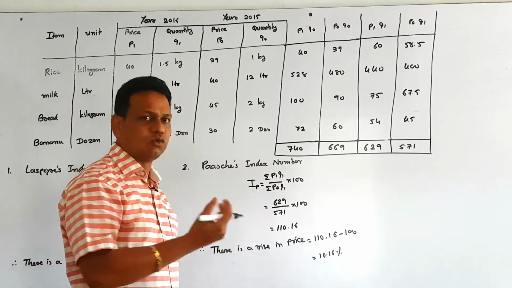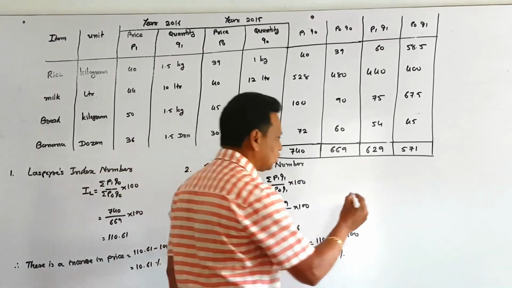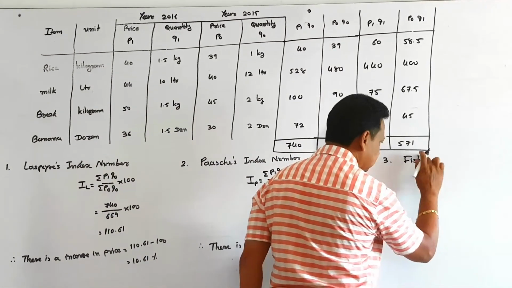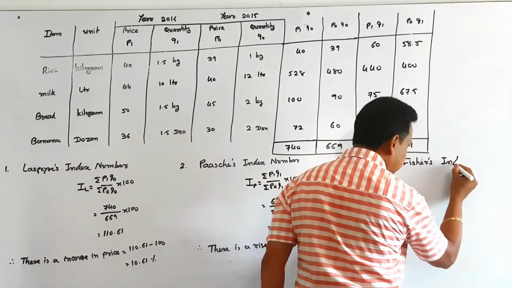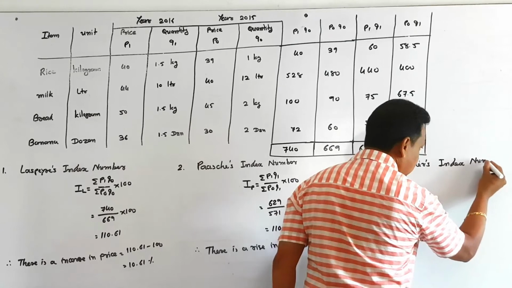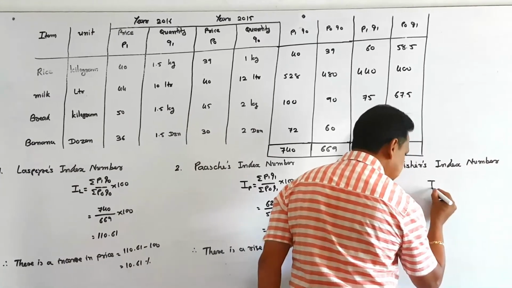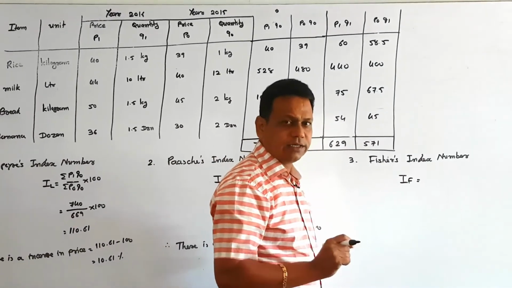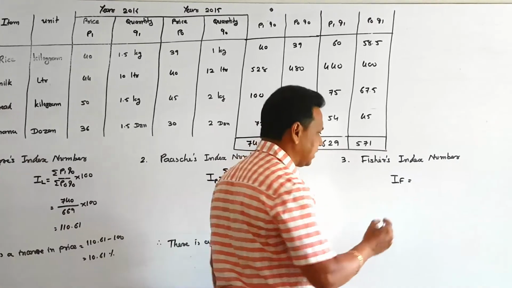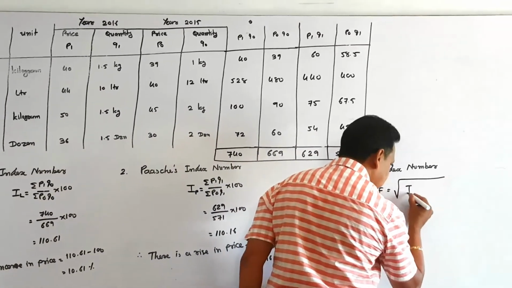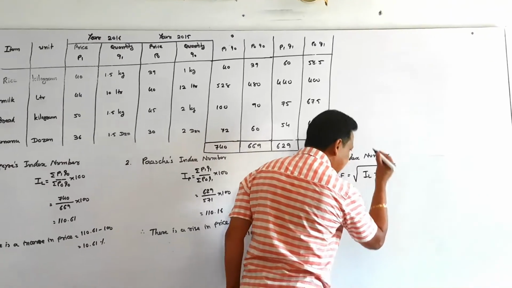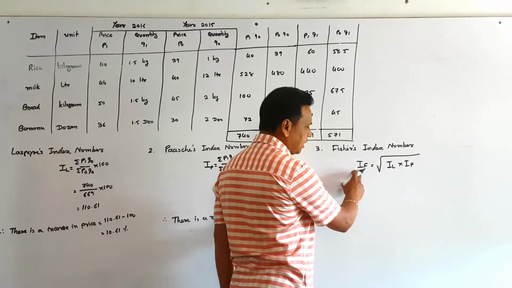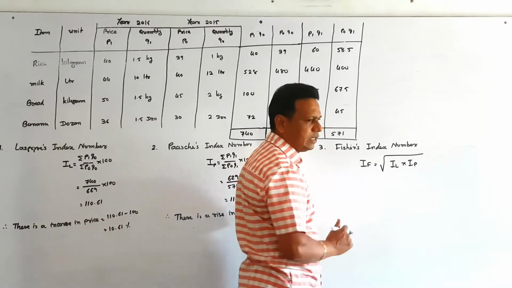Now we have to move to calculate Fisher's index number. So number 3, Fisher's index number. As per our discussion in the theoretical lecture, Fisher's index number is the geometric mean of Laspeyres and Paasche index numbers, and this is the main reason why it is considered an ideal index number. So a very simple formula we have. Index number of Fisher, that is IF, is equal to root of IL into IP.